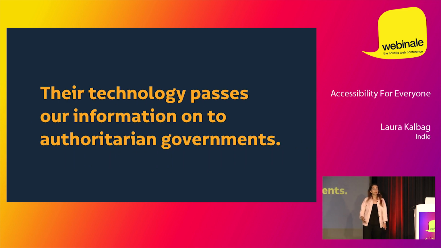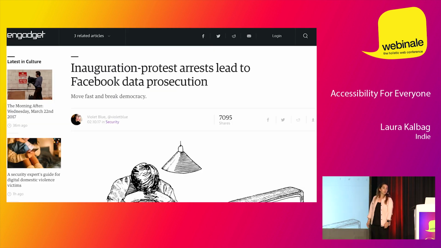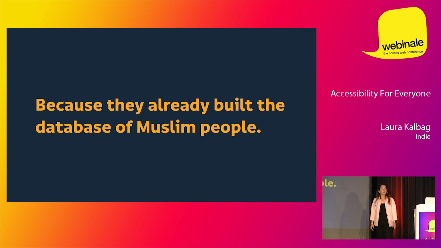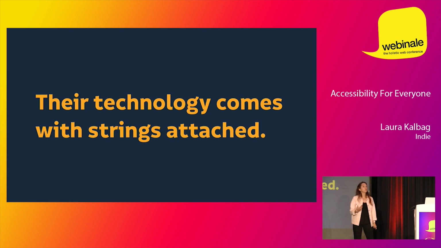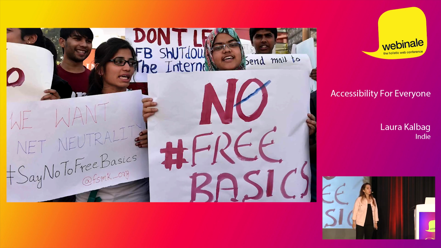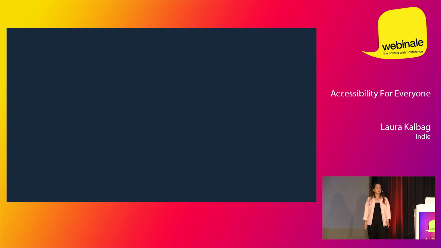And their technology passes our information on to authoritarian governments. Because they already built the database of Muslim people. It's called Facebook. Their technology comes with strings attached. Facebook offered Free Basics, free internet to India that was restricted to accessing Facebook and a few other bonus services. And how much do these people care about the people they're building this technology for? Well, in response to Free Basics, India said, no, thank you.